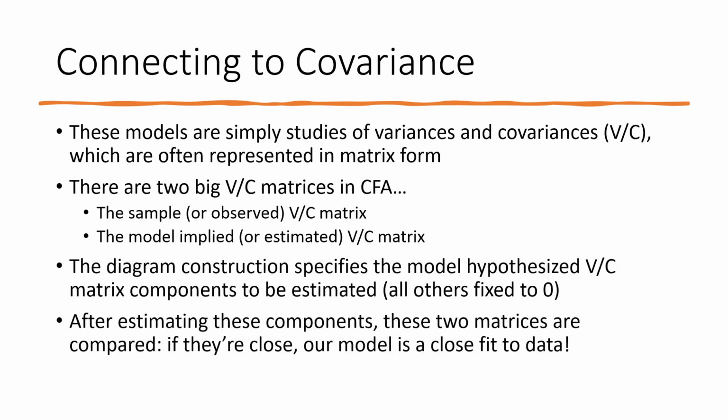Ultimately, we're going to compare these two matrices. We're going to see how the overall sample variance covariance matrix, where we just correlated all the items from the data, compares to the variance covariance matrix implied by our model. And if after estimating these are close, then our model seems to align well with the data, and that's a good thing.